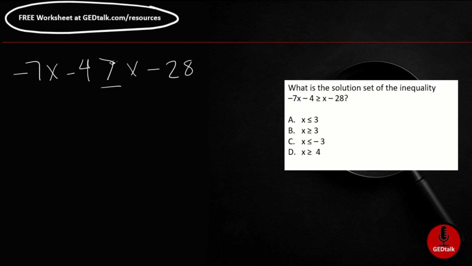So I know that I want to get x by itself and I want x to be on the left. So I'm going to add 4 over here so it cancels it out, and I'll add 4 over on the right hand side too. So negative 28 plus 4 is going to give me negative 24. And then I'm going to go ahead and subtract the x from the right and bring it over to the left. So negative 7x minus 1x is going to give me negative 8x.